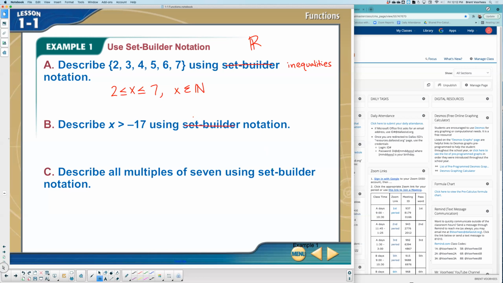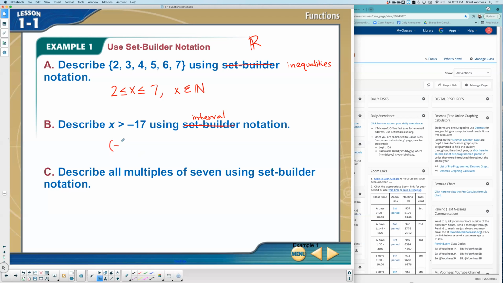So I'm going to scratch that out and put interval. The reason I'm doing this is because I'm using what you will see most often in my class. I want you to be familiar with these. So on this problem, it's saying x can be anything larger than 17. In interval notation, I think I said 17, I meant negative 17. In interval notation, here's how you would write that.